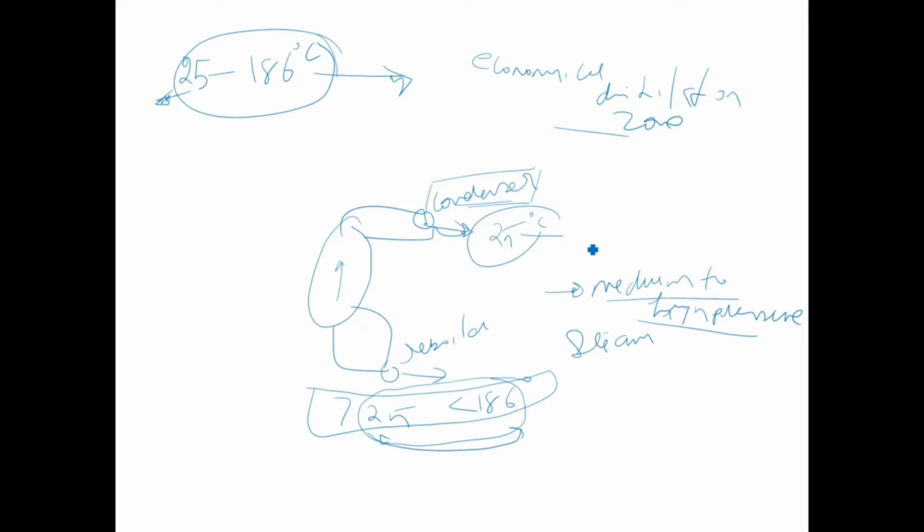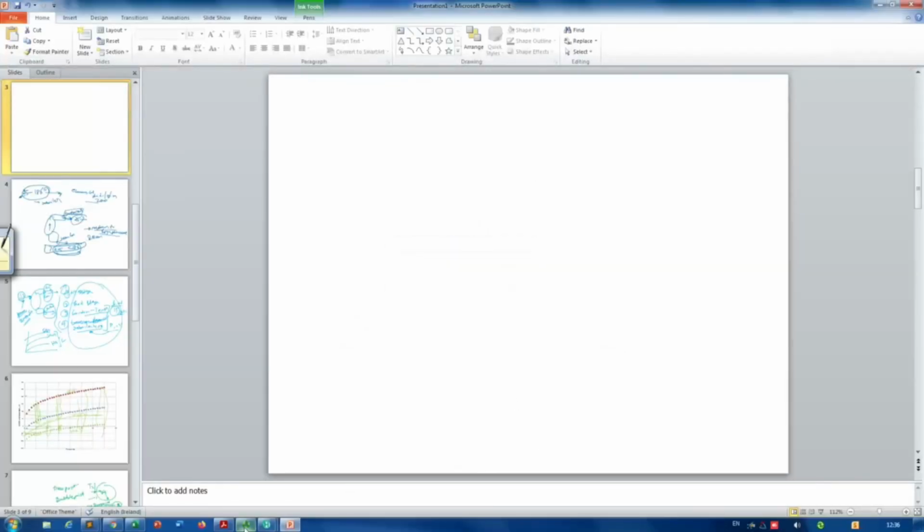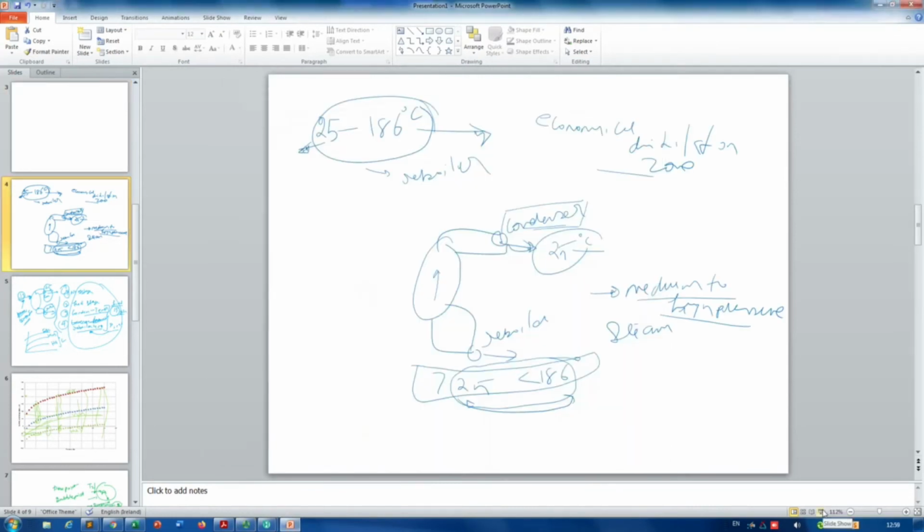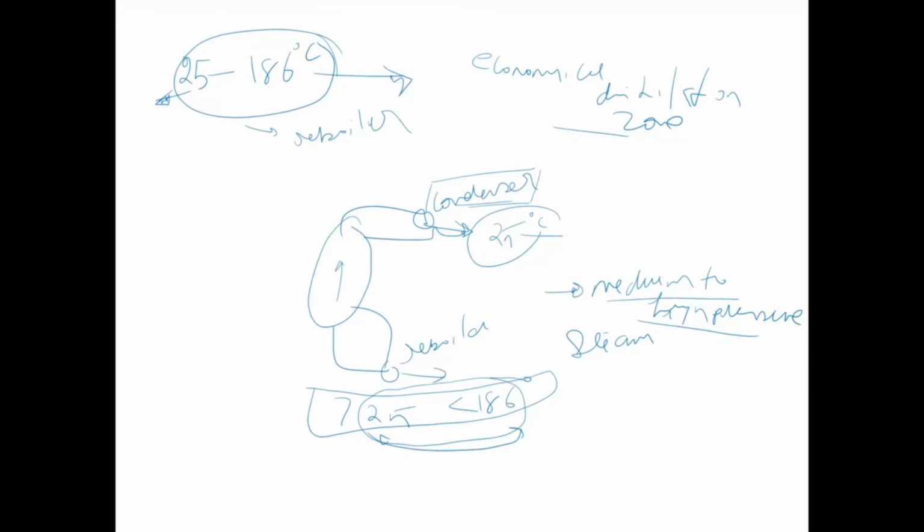And then the condenser, normally if you maintain some temperature around 25 degrees centigrade. Let me check my notes. Typically the condenser temperature we like to maintain. So this 25 to 186 is for your reboiler, this 25 to 186 degrees centigrade.